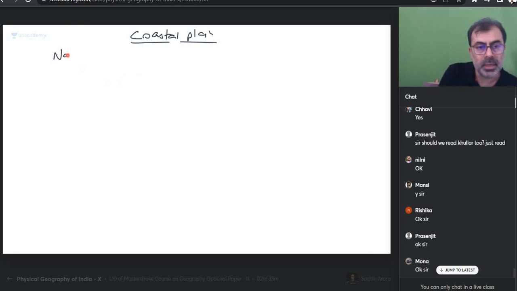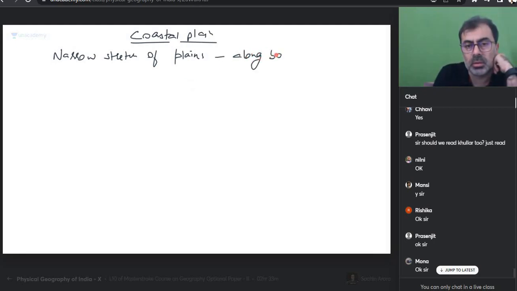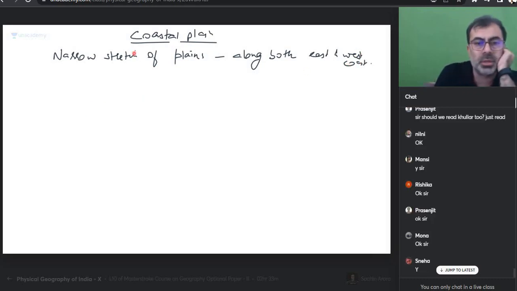Get it? Narrow stretch of plains. Yes. Can I say rolling plains or something like that? Whichever you want. Along both east and west coast, these are narrow stretches. You will find somewhere narrow strips.